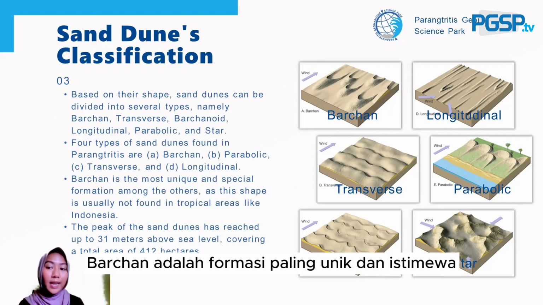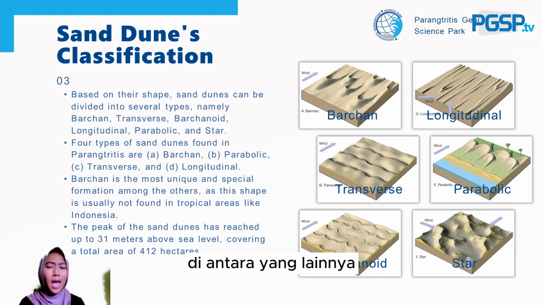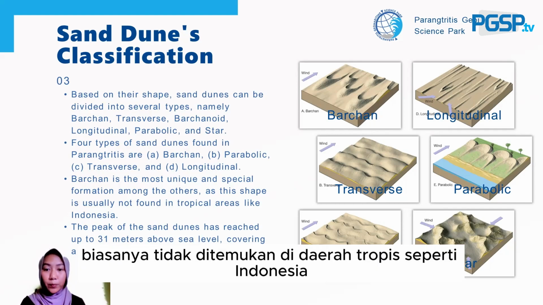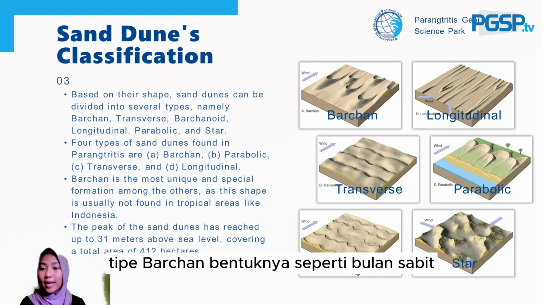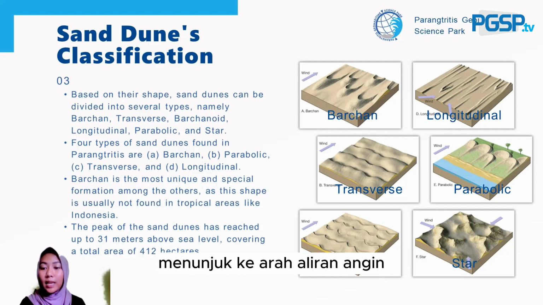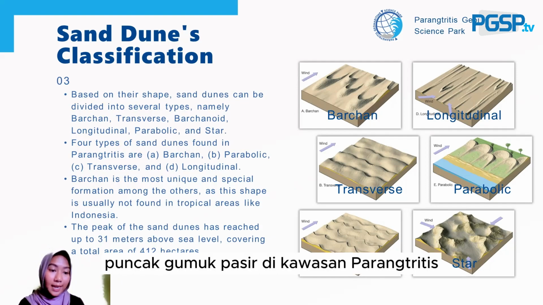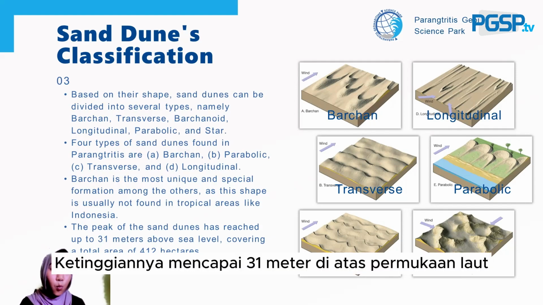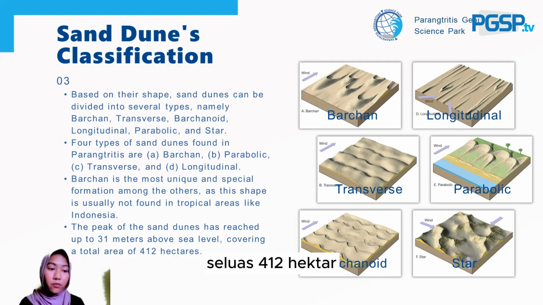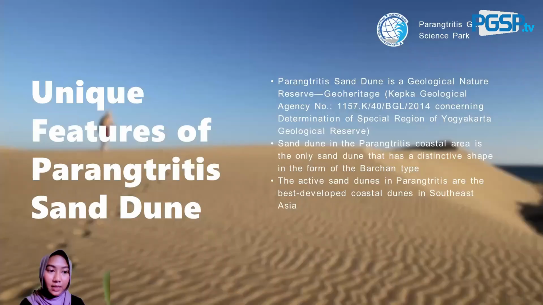Barchan is the most unique and special formation among the others, as this shape is not usually found in tropical areas like Indonesia. The barchan type is shaped like a crescent moon, where both ends point in the direction of the wind flow. The peak of the sand dunes in the Parangtritis area has reached up to 31 meters above sea level, covering a total area of 412 hectares.